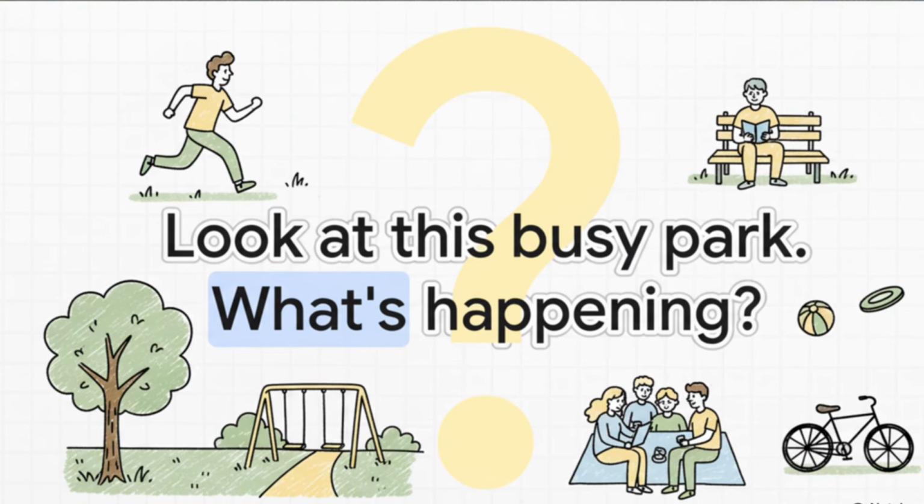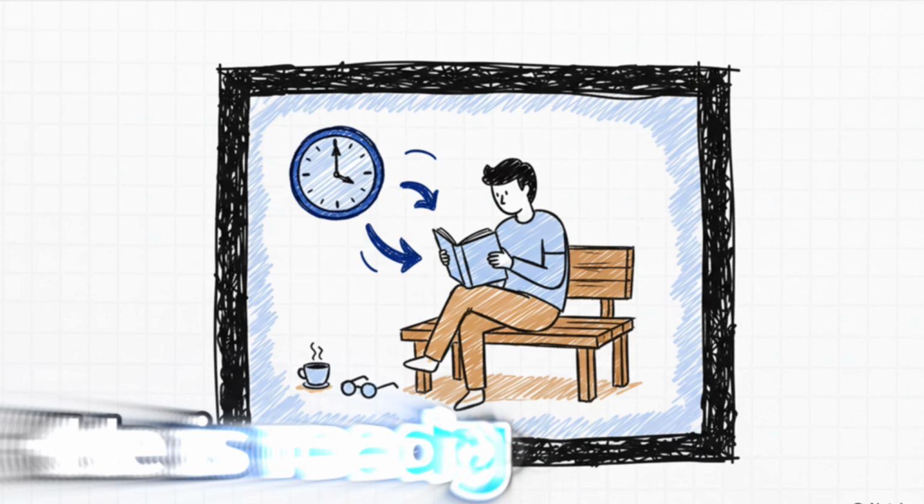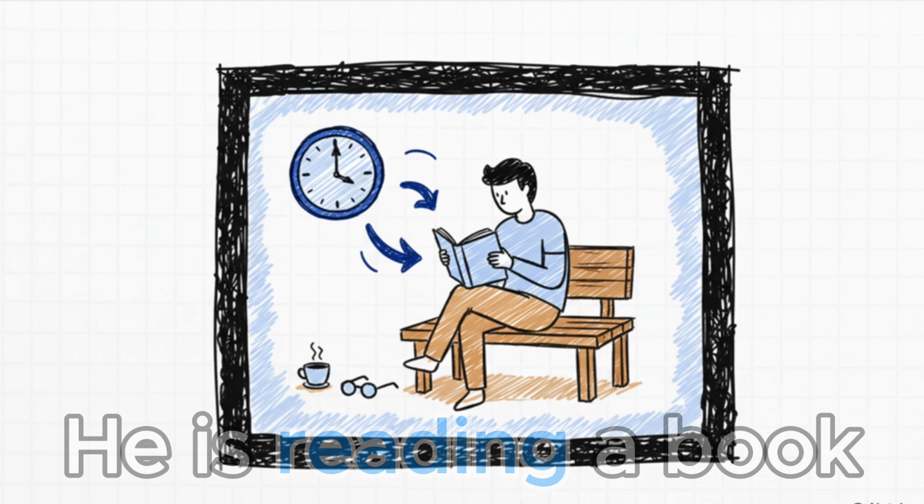So here we are in a busy park, and there's a lot going on. The big question is, what are all these people doing at this very moment? Let's zoom in on this person first. We're seeing a specific action happening as we speak. He isn't just a person who reads in general. Right now, he is reading a book.